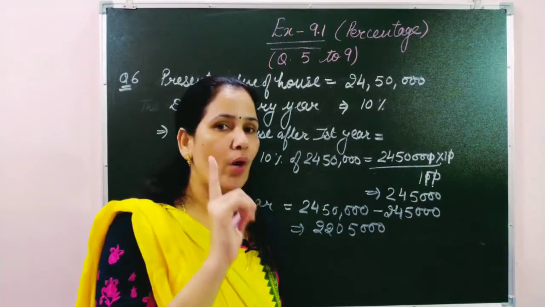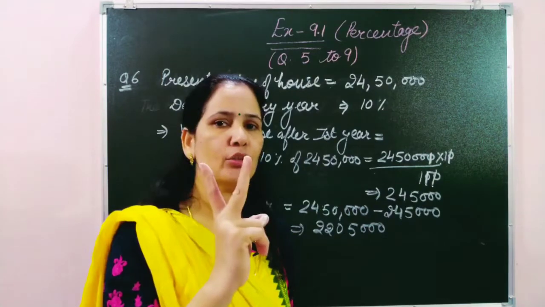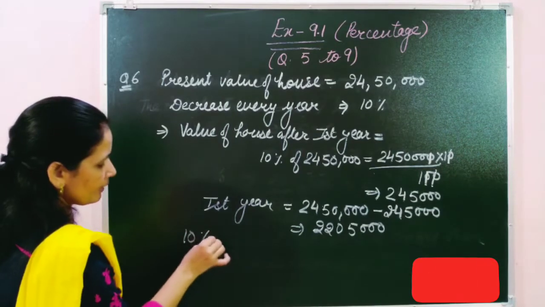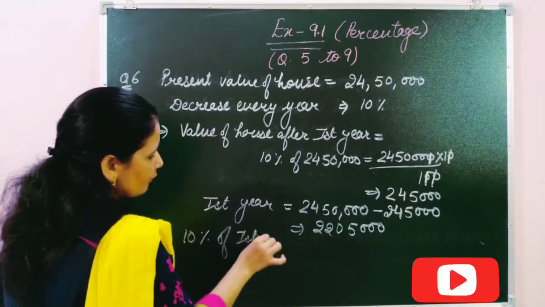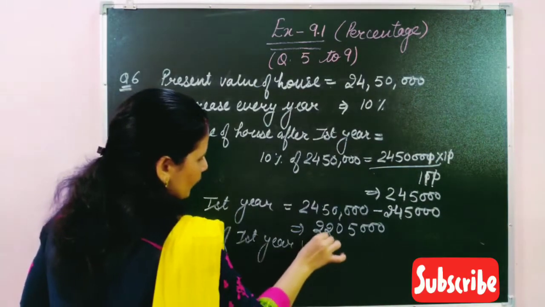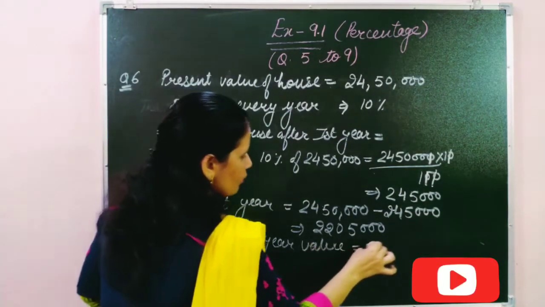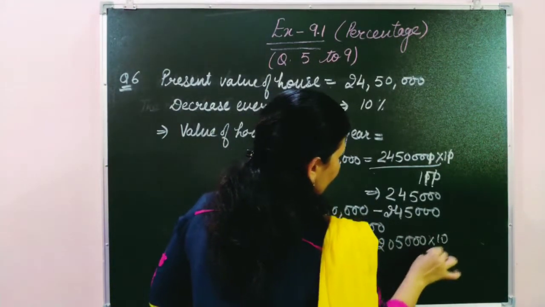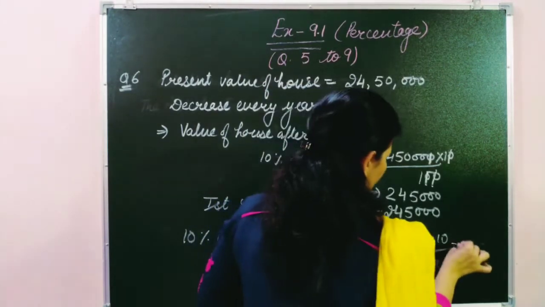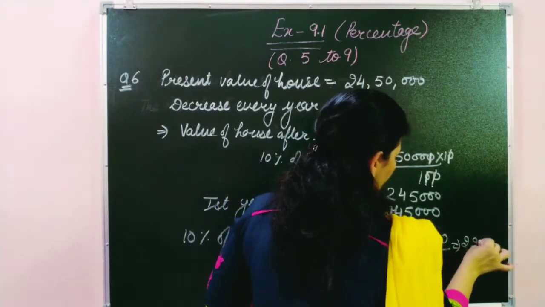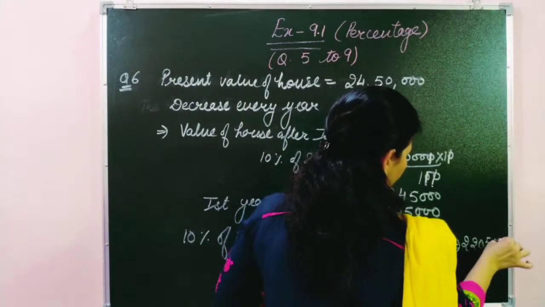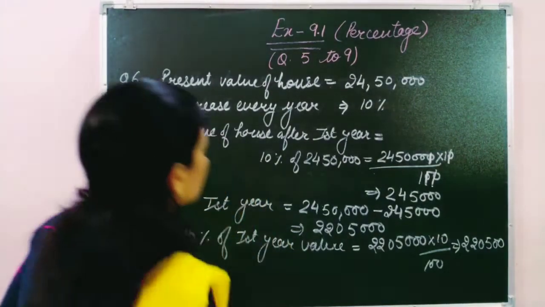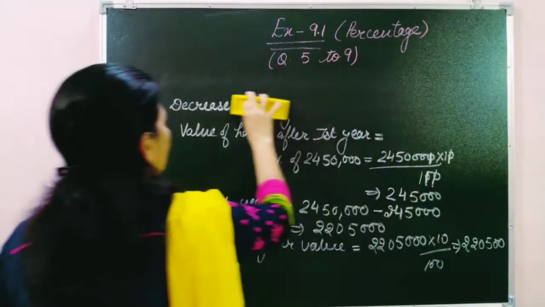This value is after 1 year, but we have to find out after 2 years. So again we find 10% of the first year value. Here we will write 10% of first year value. 22,05,000, if we find its 10%, its 10% is 2,20,500. Now then we find the value of the second year.